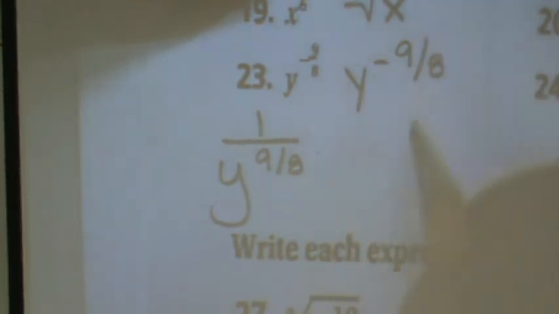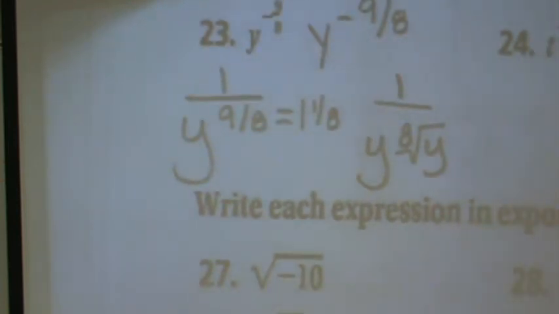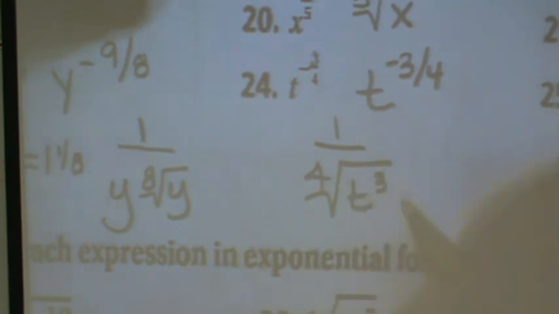So how would you simplify it? You don't have to rationalize it, but simplify it. I'll write 1 and 1/8 for you. Y times the 8th root of y. Do you get that? How about the next one? I think this says negative 3/4. We're gonna go with that. 1 over the 4th root of t cubed.